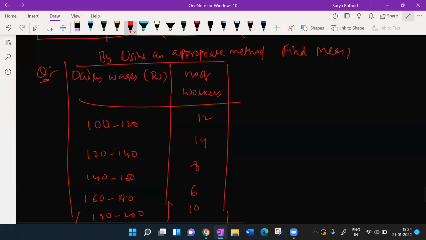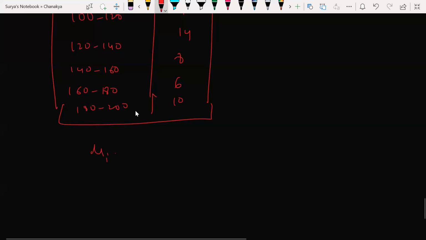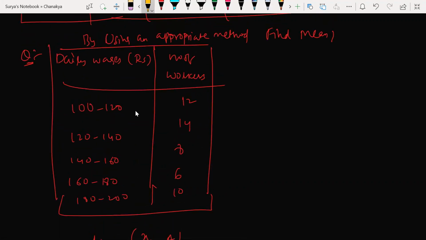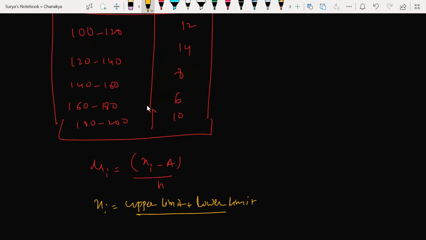Now I will give you the formula. How many of you remember the formula? ui is equal to xi minus a by h, isn't it? What is h here? This is the formula for the appropriate method. What is xi here? Xi is the midpoint: upper limit plus lower limit by 2. This is my xi.